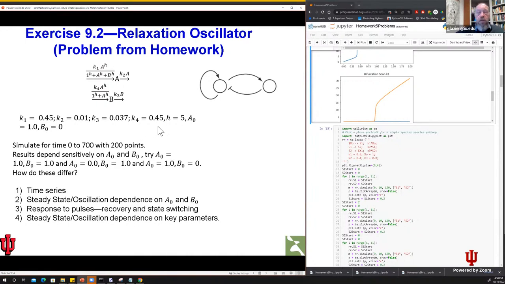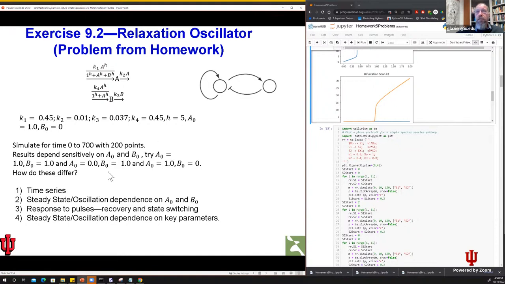The parameter values here are the ones that Herbert picked, and I assume that he picked them because they come from some source paper. I don't have any idea how you would come up with those on your own. I normally tend to start with everything equal to one to begin with. And so values of 0.45, 0.037 are not things that I would typically guess on my own.